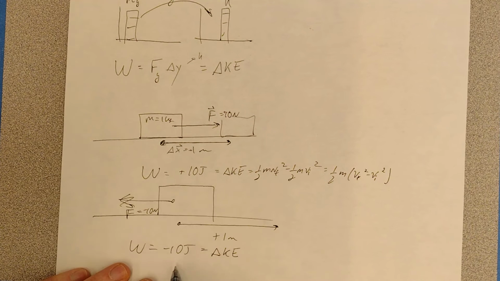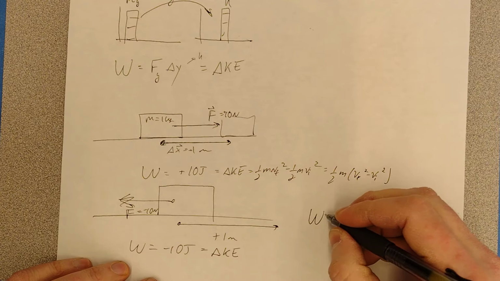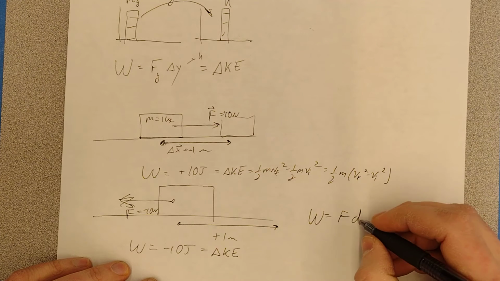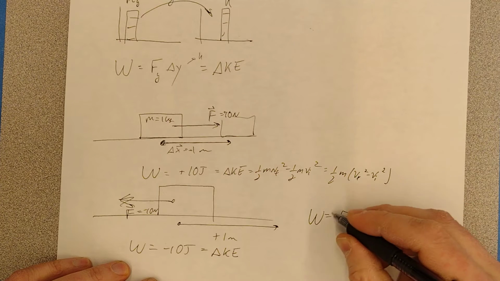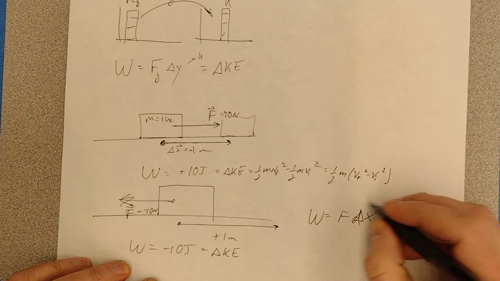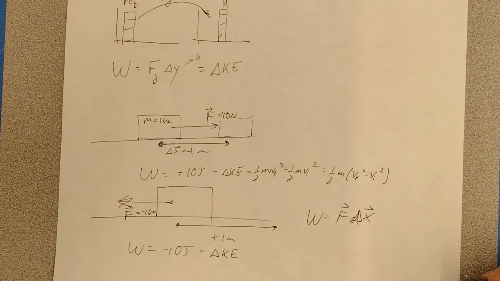How do I prove that mathematically, that it should be negative 10? Well, you would say, okay, work is force times distance, or force times delta x, and that's going to be negative, the force is negative and delta x is positive. So really what you're doing is you're treating them as vectors. You're actually treating them as vector quantities. So the work done here is F times displacement.